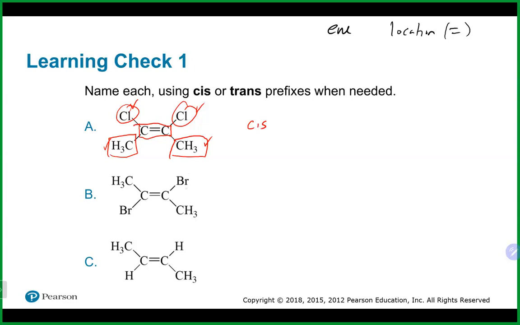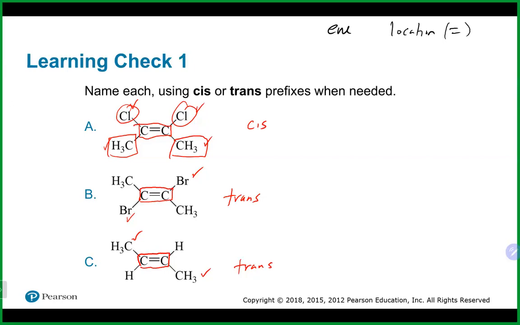The second one should be a trans. Again, we got different groups on each of the carbons, but if we look at the bromine, we have the same group on opposite sides of the double bond, so that would be trans. And the last one here is also going to be trans as well. Again, we have a methyl group on opposite sides, which would be trans. First off, any question on cis or trans? Okay.